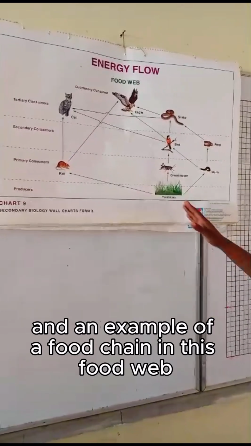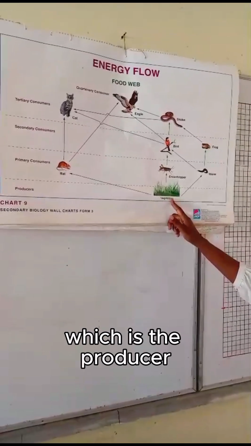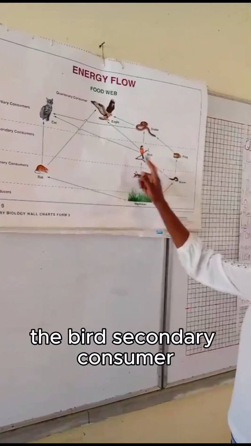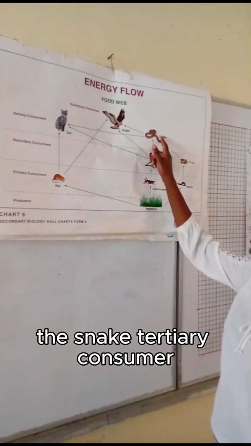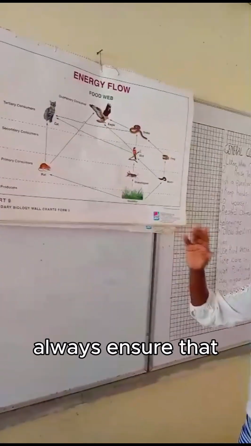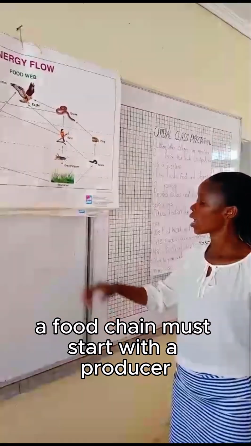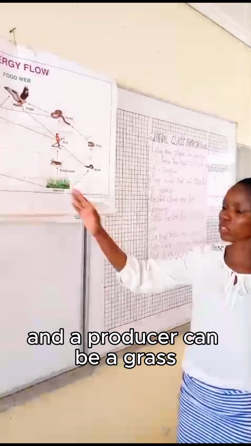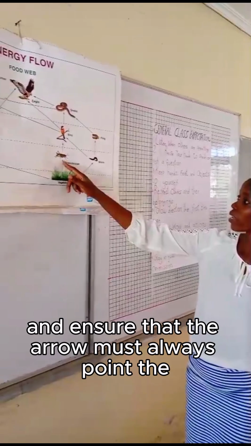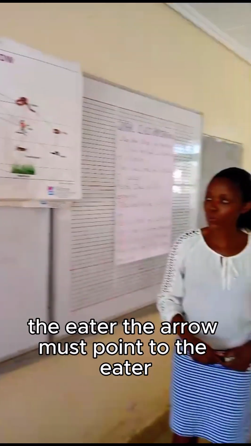And an example of a food chain in this food web, starting with the vegetation, which is the producer, then the grasshopper, primary consumer, the bird, secondary consumer, the snake, tertiary consumer, and finally the eagle, quaternary consumer. Always ensure that a food chain must start with the producer, and the producer can be a grass or any organism with the chloroplast. And ensure that the arrow must always point to the eater.